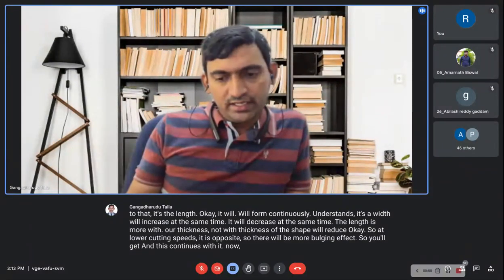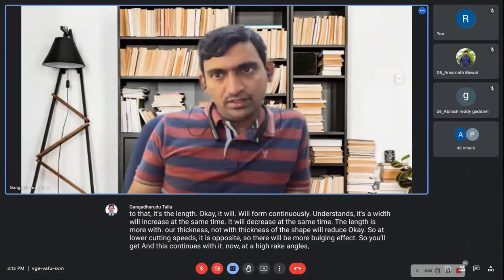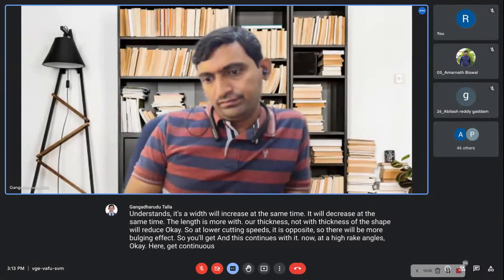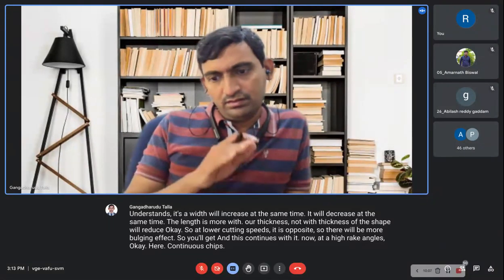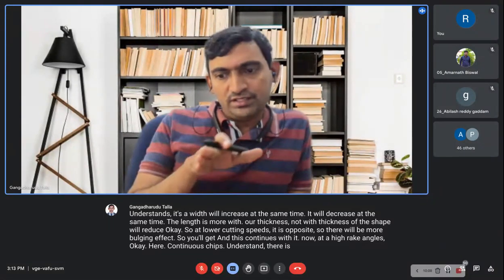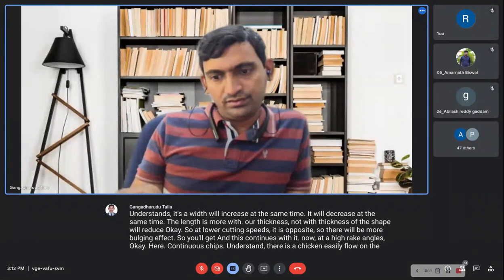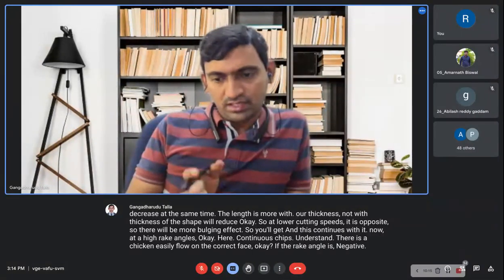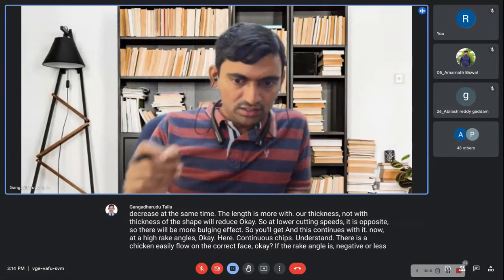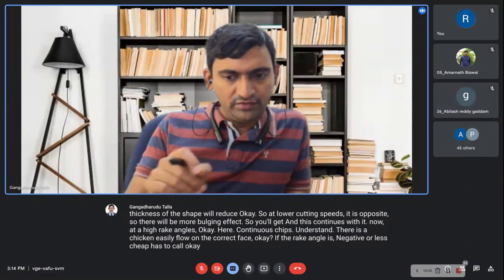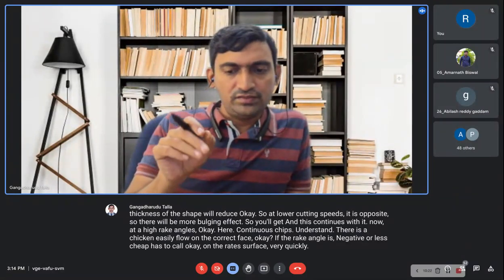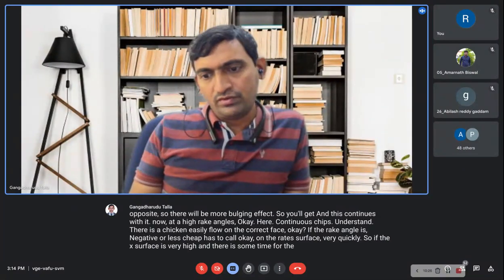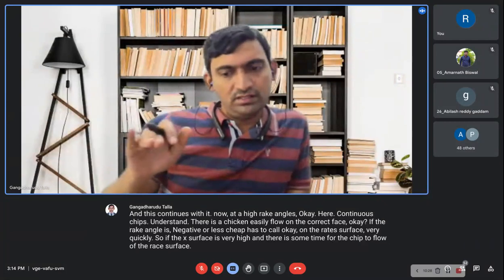Now at high rake angles, you will get continuous chips. Understand? A chip can easily flow on that rake face. If the rake angle is negative or less, the chip has to curl on the rake surface very quickly. So if the rake angle is very high, then there is some time for the chip to flow over the rake surface, then curl.